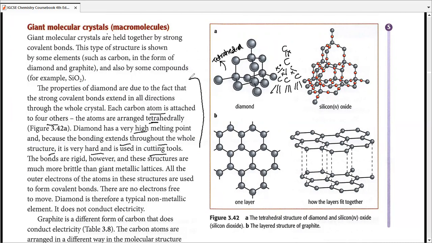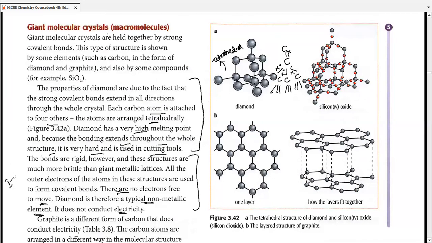So there are many properties given in this portion. The bonds are rigid. The structure is much more brittle than giant metallic lattices. So whenever you try to reshape it, it's going to break instead of getting into a new shape. There are no free electrons to move in diamond. Diamond is a typical non-metallic element. It does not conduct electricity.